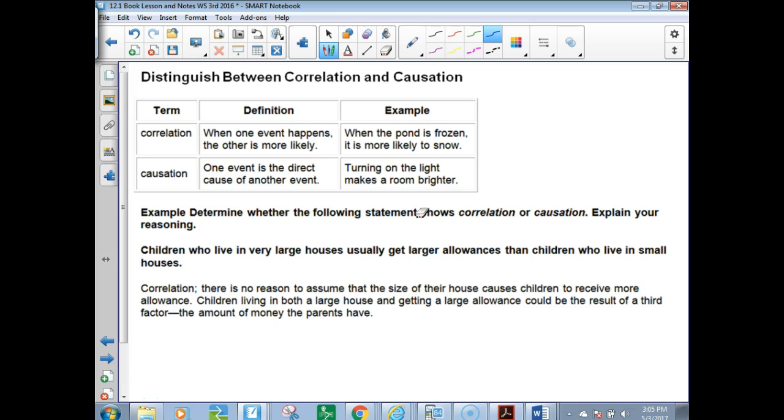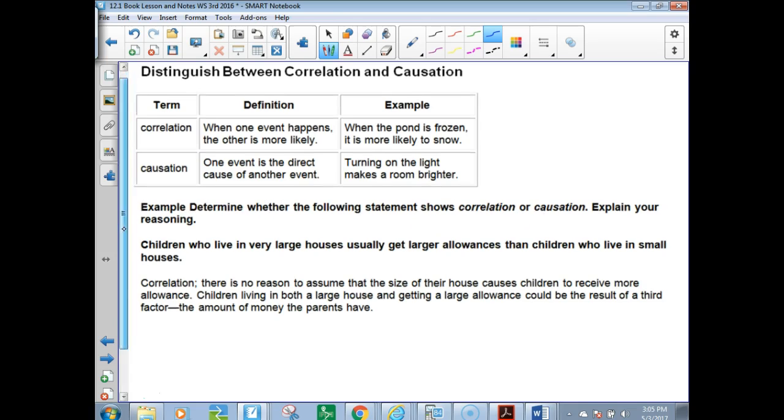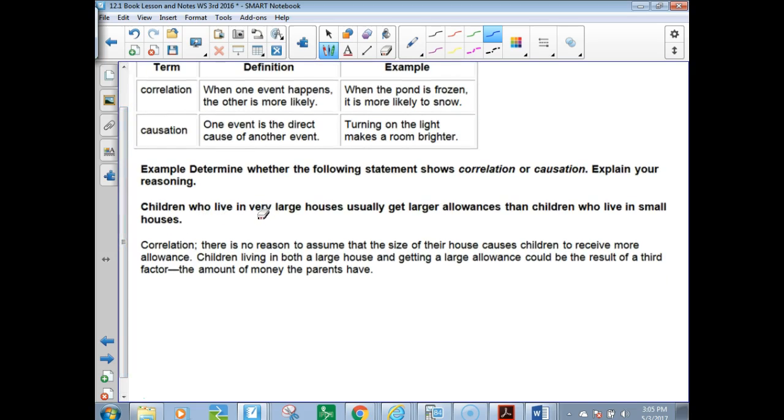Determine whether the following statement shows correlation or causation. Explain your reasoning. Children who live in very large houses usually get larger allowances than children who live in small ones. They've already answered the question for us. There is a correlation there. There is no reason to assume that the size of their houses causes children to receive more allowance. Okay? But children living in both a large house and getting a large allowance could be the result of a third factor, the amount of money their parents have. Okay? So there might be a correlation. There might be a connection is what that means.